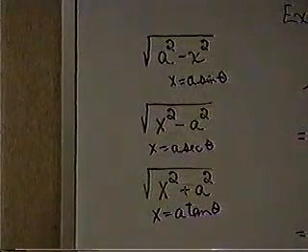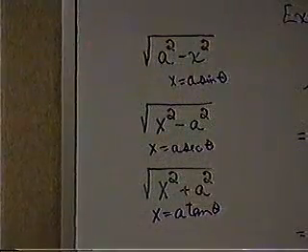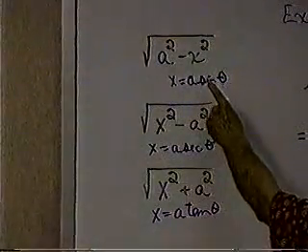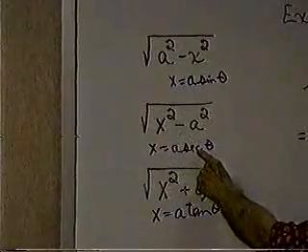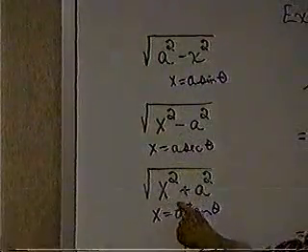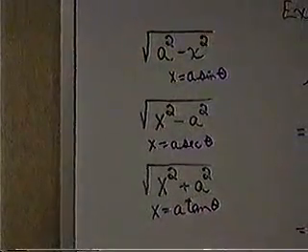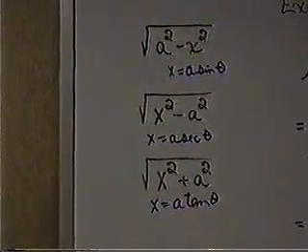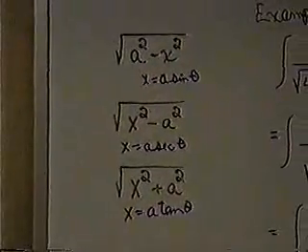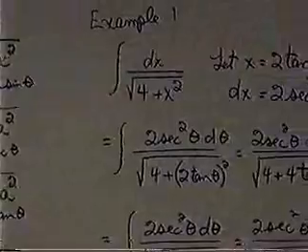Okay, so that's in your notes, and you can refer back to it. But that's the rule. Minus x squared, replace with sine. X squared minus, replace with secant. And plus, if everything's positive, replace with tangent. So now let's look at example 1 in the notes.